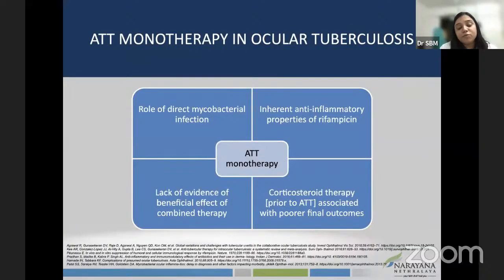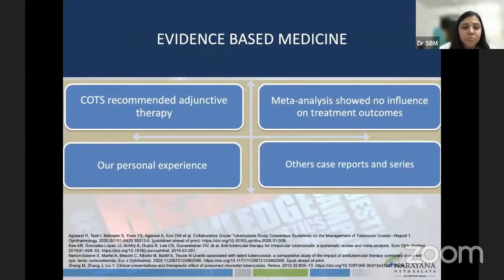So next we come to the topic of ATT monotherapy. So if we don't give corticosteroids, will ATT monotherapy work in patients with ocular tuberculosis? Yes, it can work because there is evidence of a role of direct microbial infection in ocular tuberculosis. Then here we must also acknowledge the inherent anti-inflammatory properties of rifampicin. There is a lack of evidence of beneficial effect of combined therapy in literature. And some reports also suggest that corticosteroid therapy, particularly when started prior to ATT, has resulted in poorer final outcomes.